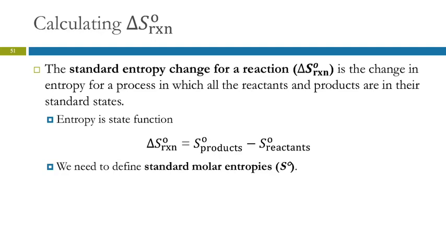So the entropy change for the reaction is going to be the entropy of the products minus the entropy of the reactants. Again, delta is always final minus initial, the products minus the reactants. So we've got this now, but we need to define what these things are. What is the standard entropy of the products? Not the change, which is the standard entropy. So these are called standard molar entropies.